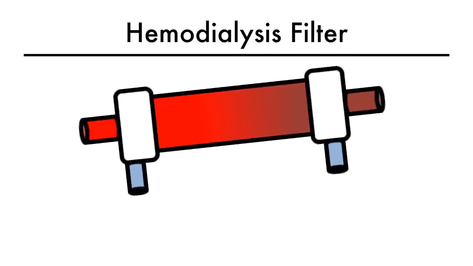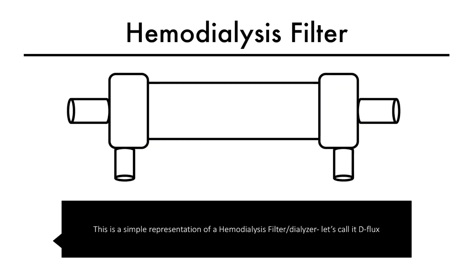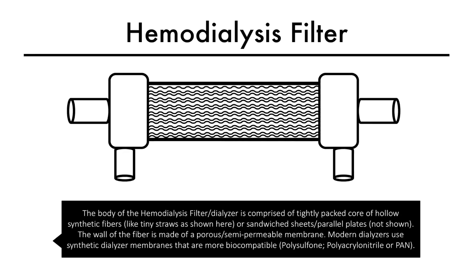Now let's take a closer look at the hemodialysis filter, also called the dialyzer. This is a standard hemodialysis filter, and this is a simple representation of a hemodialysis filter. Let's call it D-flux. The body of the hemodialysis filter is comprised of a tightly packed core of hollow synthetic fibers, like tiny straws as shown here, or as sandwich sheets not shown here.